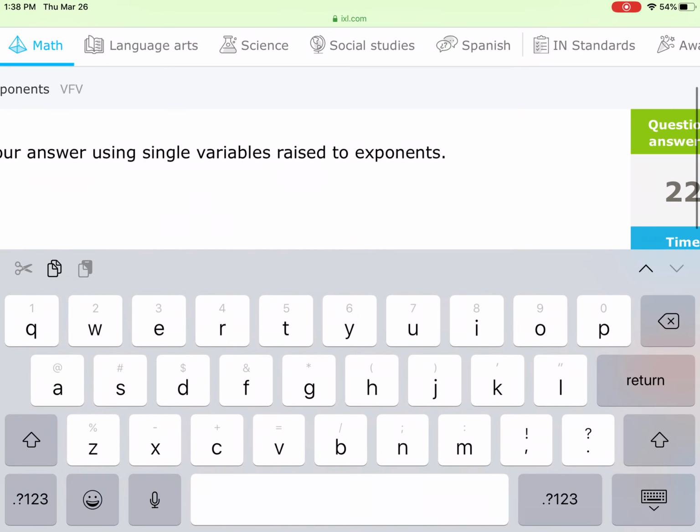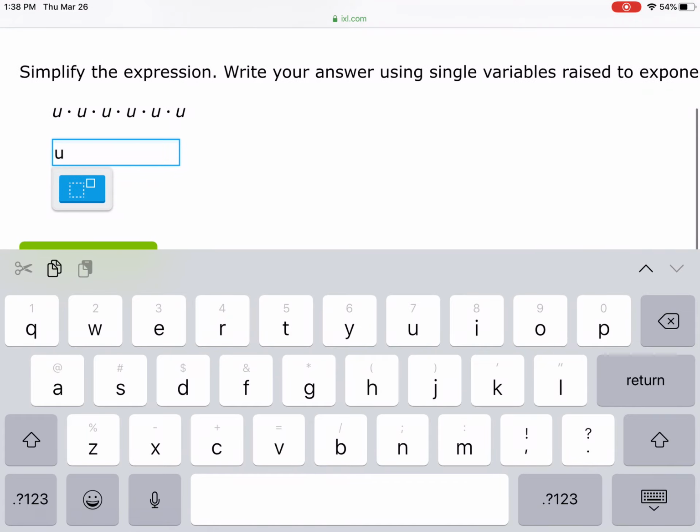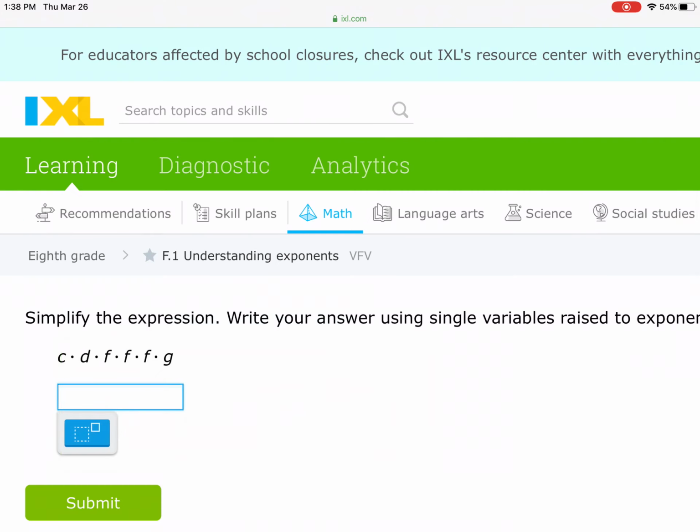The letter that we're looking for here is the letter U. There are 1, 2, 3, 4, 5, 6. 6 is our exponent, so we click submit.